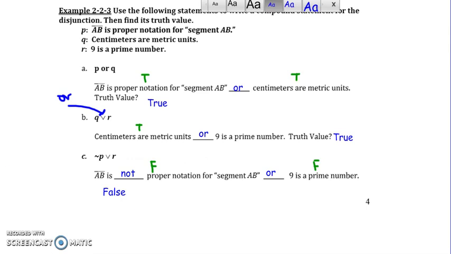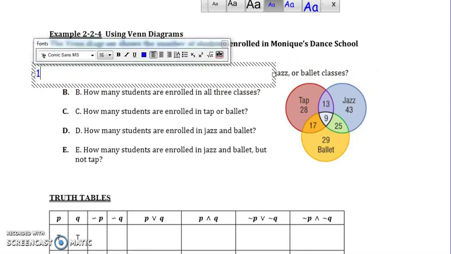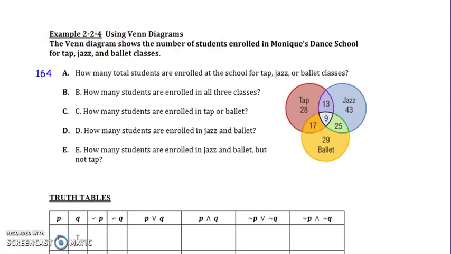All right, so our truth statement is false on that one. All right, so in this next one, how many total students are enrolled at school for tap, jazz, or ballet classes? Well, tap, jazz, ballet, and then we have the overlap in the middle here, so we actually need to just add all these numbers up for our total. And total is 164 when we add all those numbers up, and that's how many total students are enrolled in tap and jazz, in jazz and ballet, and just jazz and just ballet.